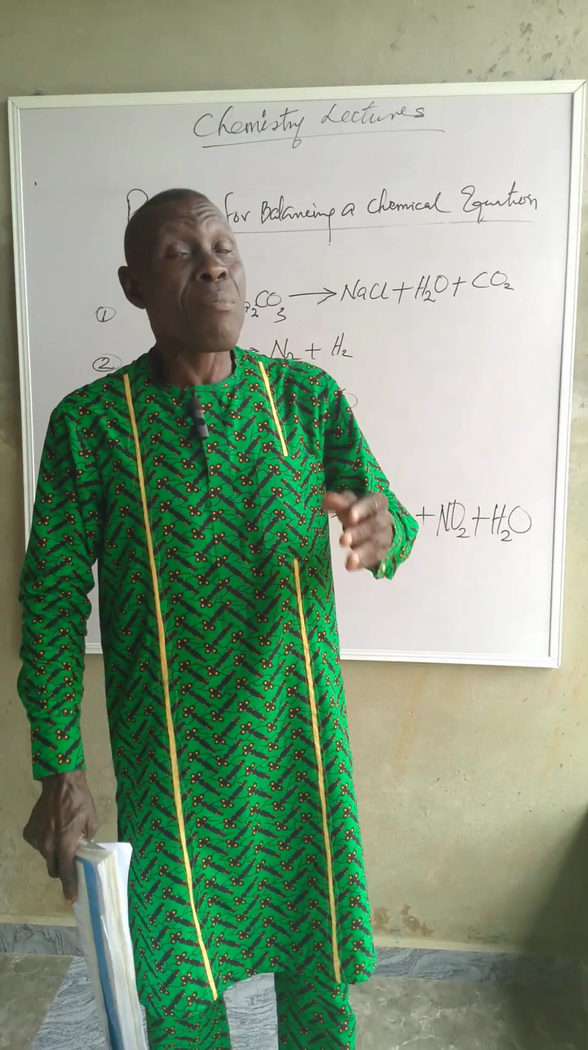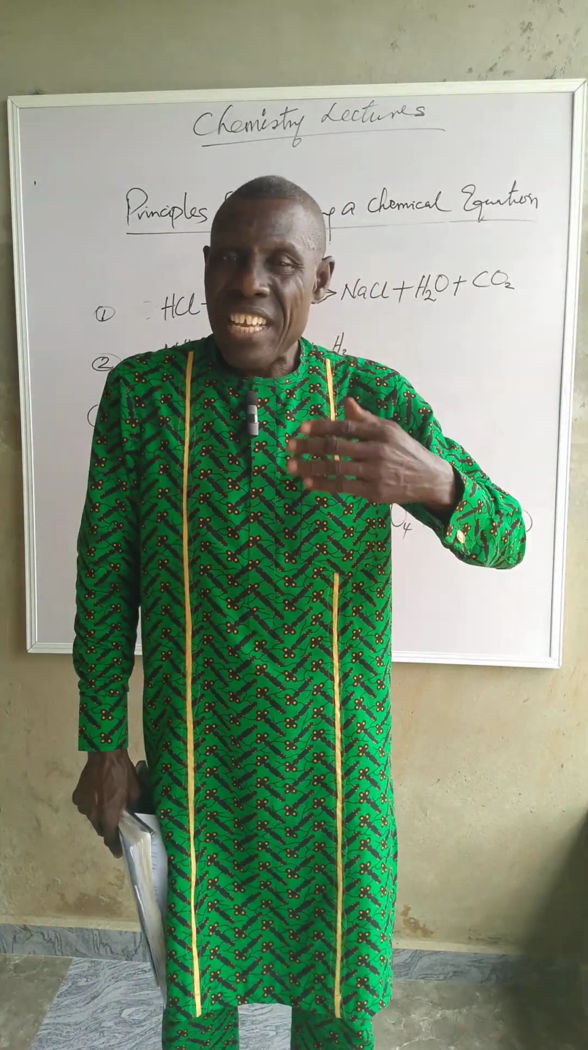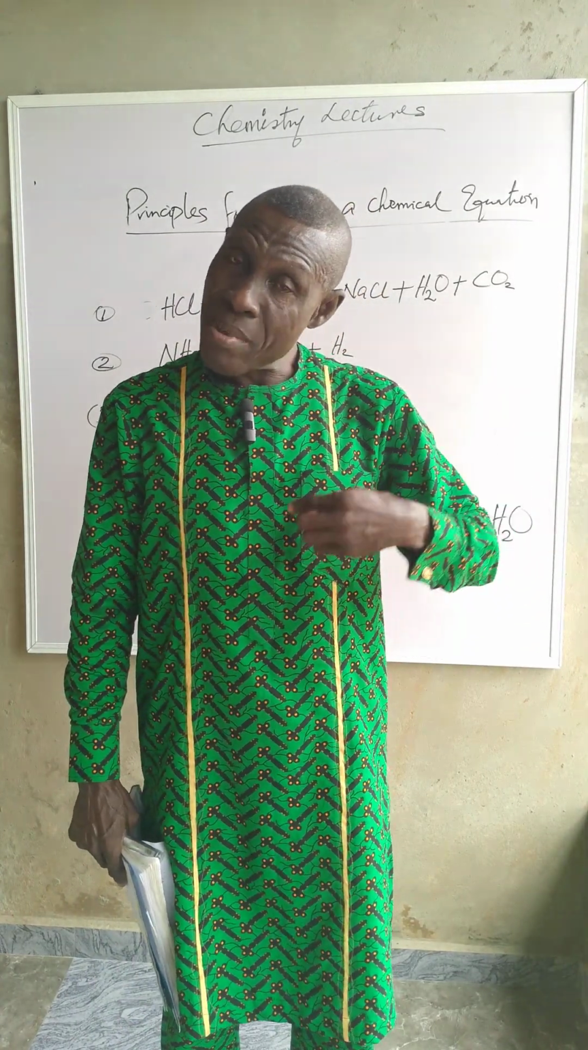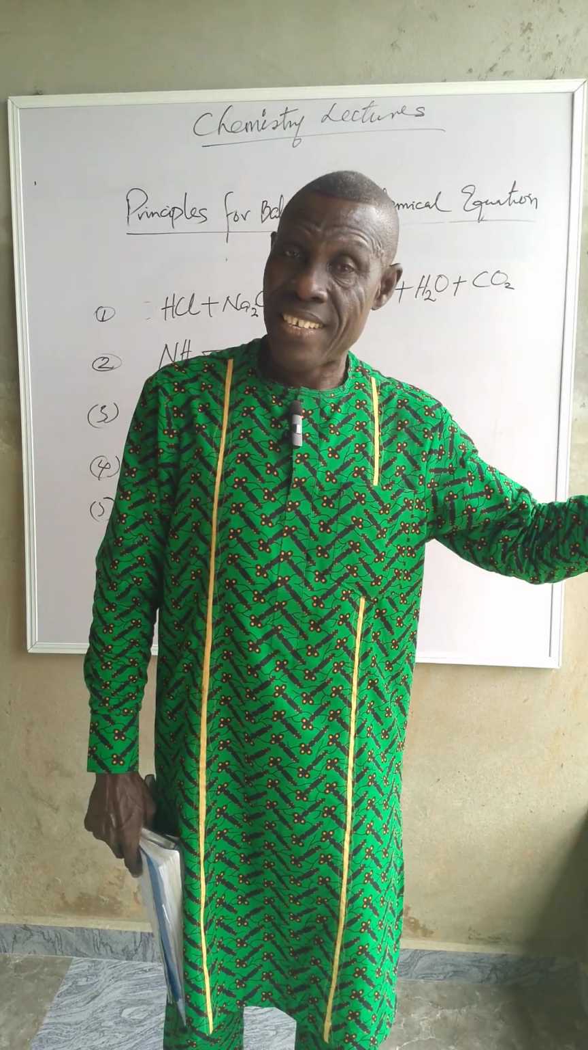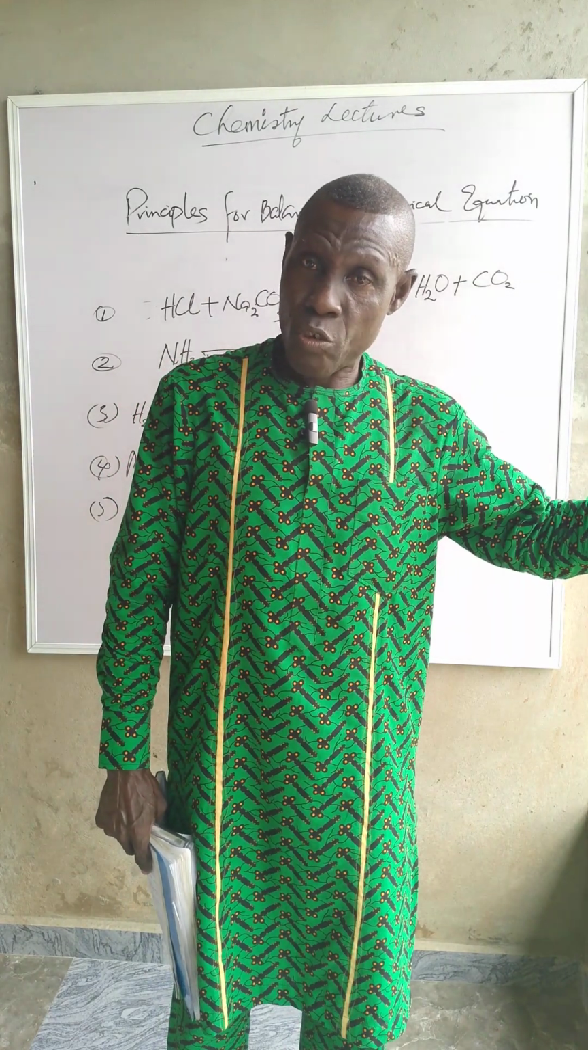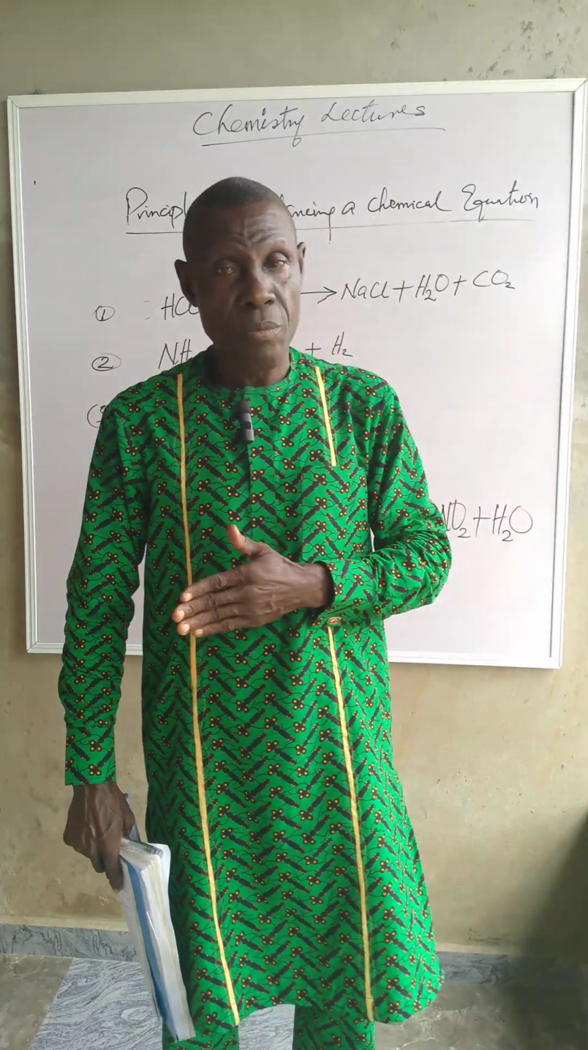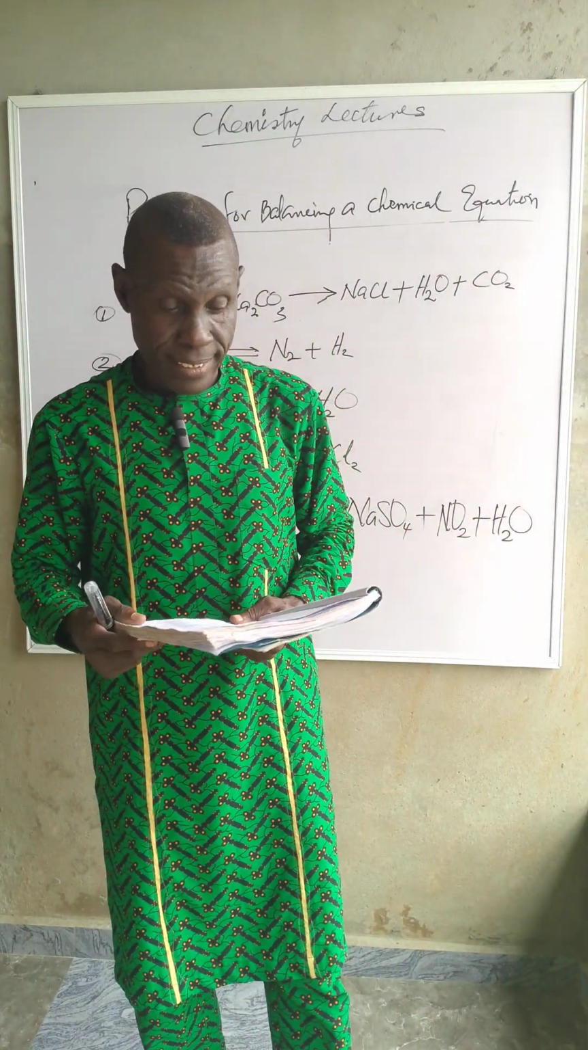So if you write a chemical equation and you are not able to balance it, it means that you have either created some atoms of an element or you have destroyed some. And in that case, you will be penalized.